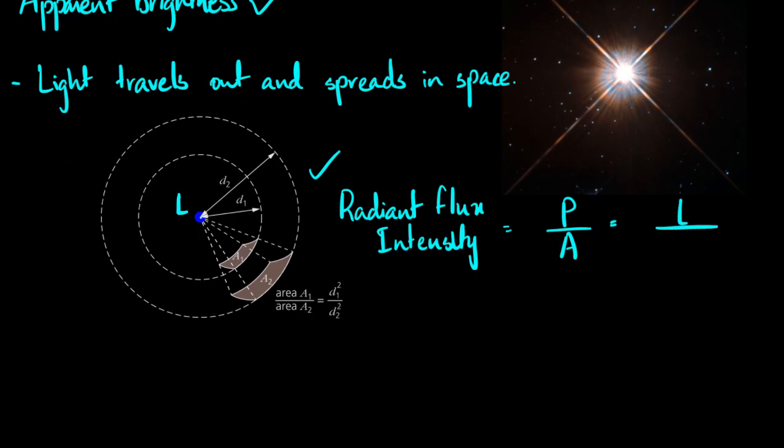So this is just a short derivation. We know that the power can be written as L, the total power of radiation, the luminosity L, and the area can be written as the area of a sphere. If the radius is d, the area of the sphere becomes 4 pi d square, because 4 pi r square is the formula for the surface area of the sphere. So L upon 4 pi d square is radiant flux intensity.